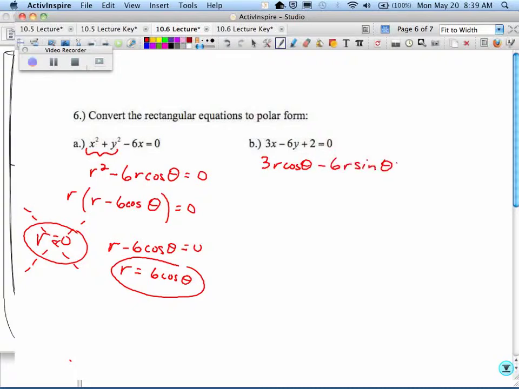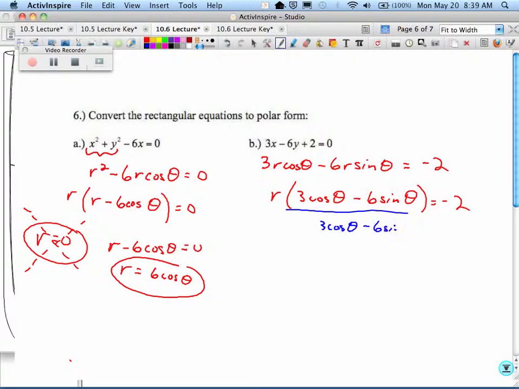No, this is a linear equation. So x equals r cosine, y equals r sine. I'm going to factor the r out of both of them. And then what do you do? You just divide by everything in the parentheses, and you end up with negative 2 on top being divided by 3 cosine of theta minus 6 sine theta.